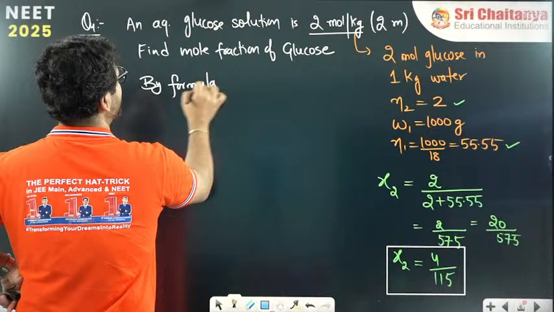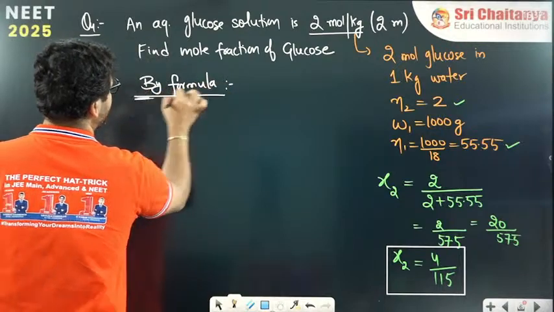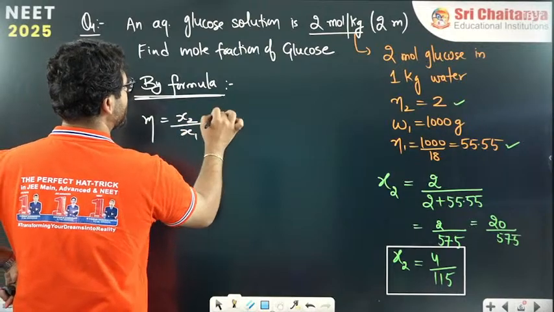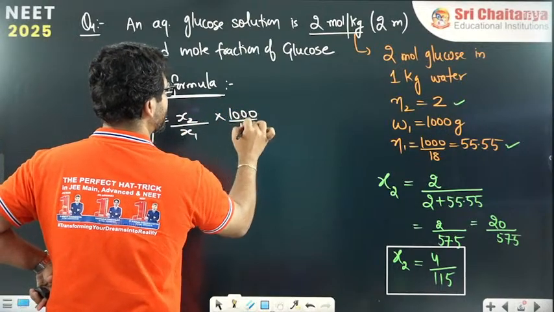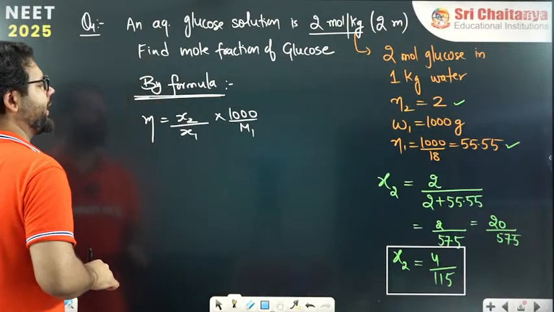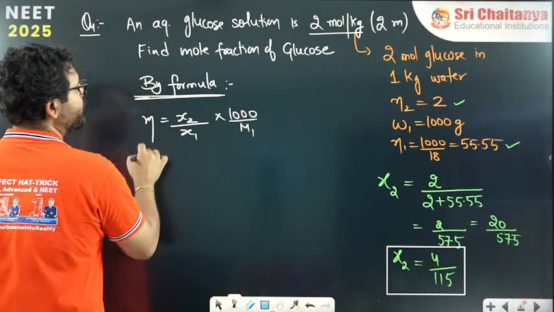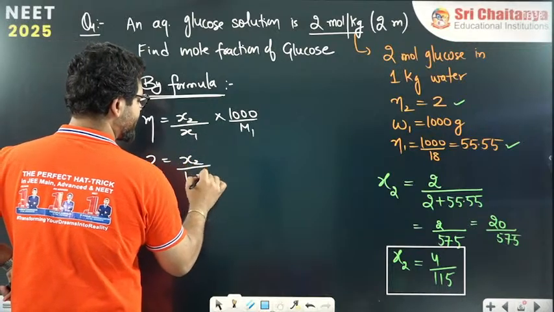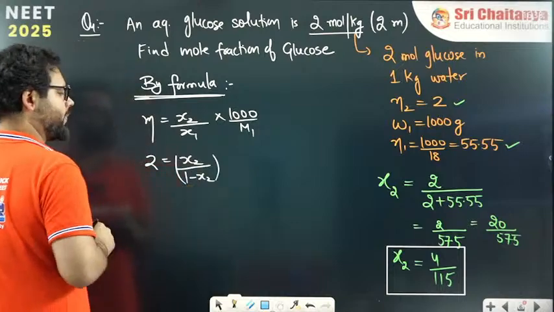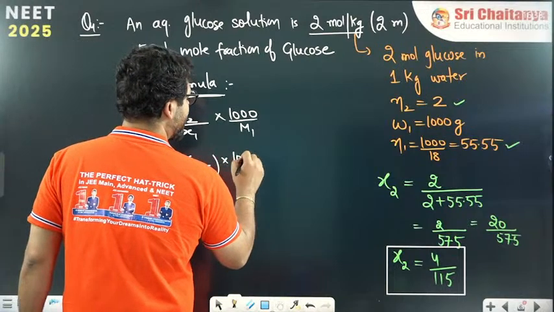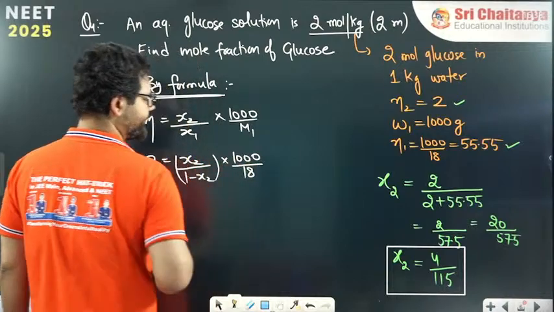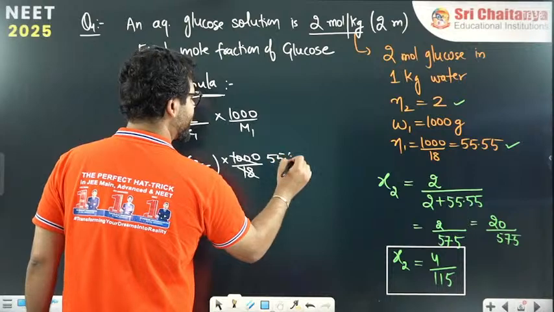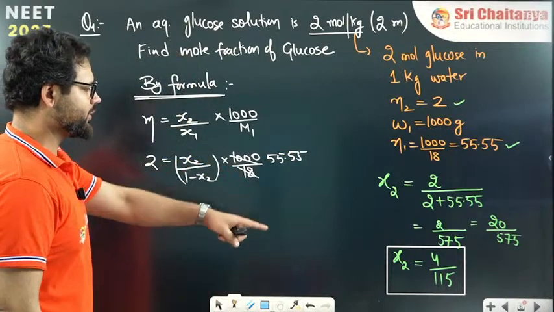One interconversion formula I gave you at the beginning of today's class was molality equal to mole fraction of solute by mole fraction of solvent into 1000 by molar mass of solvent, that is, x2 by x1 into 1000 by m1. Molality is 2, x2 is x2, x1 can be written as 1 minus x2, into 1000 by molar mass of water. Same thing will happen here, again it will become 55.55. So you can see the same formula is going to apply.